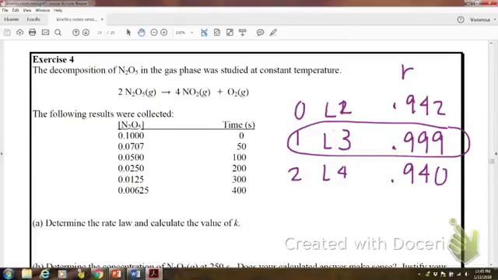Okay, so the rate law would be rate is equal to K times N2O5. So that's how you would do that. Okay, so what we're going to have to do, because we had to do the 3 regressions to figure out, is go back in and plug L3 back in for your linear regressions because we're going to use some of the numbers it gave us.